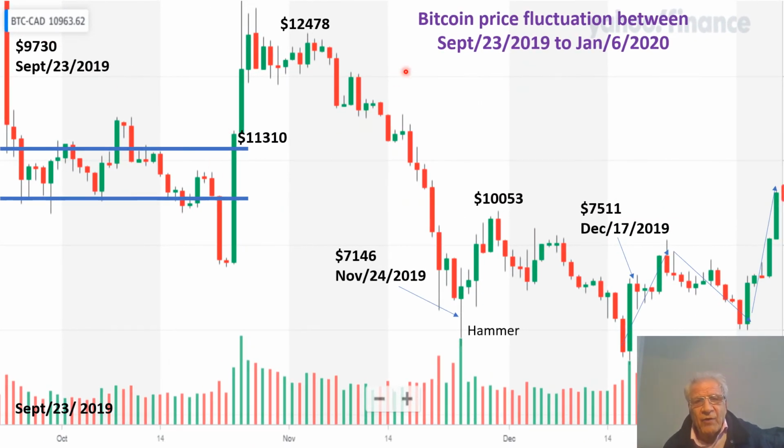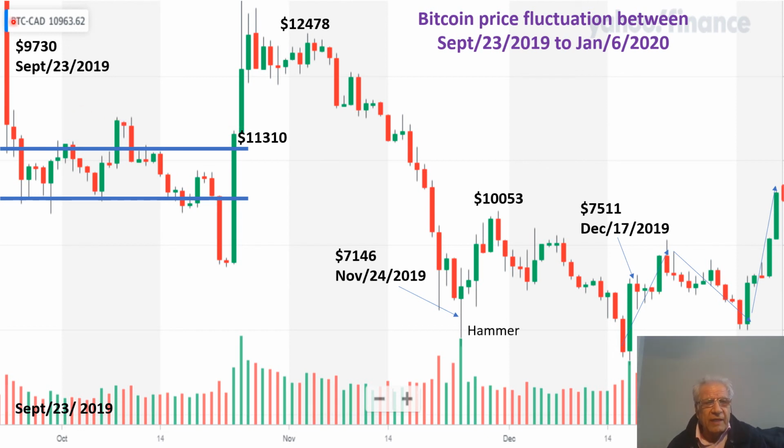Now in this graph, I'm going to analyze Bitcoin price fluctuation between September the 23rd, 2019 and January 6, 2020. Now, all the prices that I'm going to show you are based on close price. And also the time frame in this graph is D1 time frame, in which each candle represents 1 day of trading.